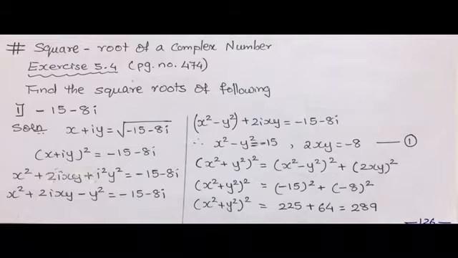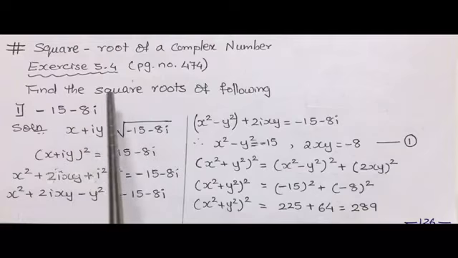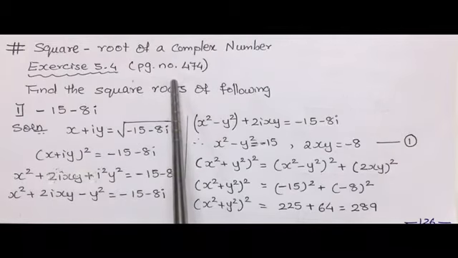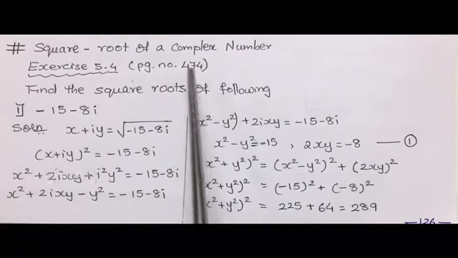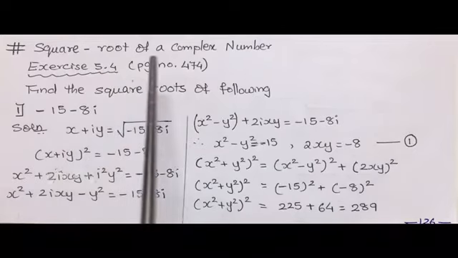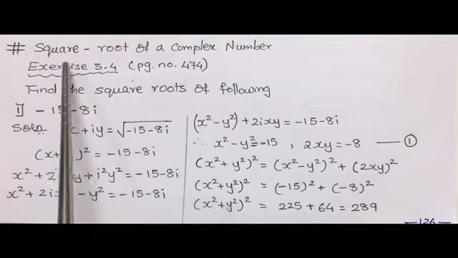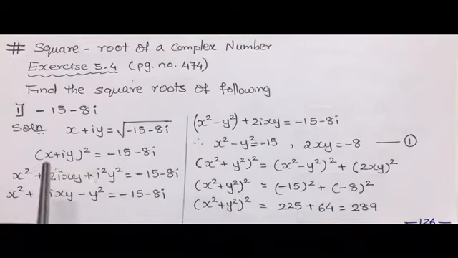The topic from complex numbers is the square root of a complex number. Supplementary reading: at the backside of the textbook, from page number 474, Exercise 5.4, it is given how to calculate the square root of a complex number.